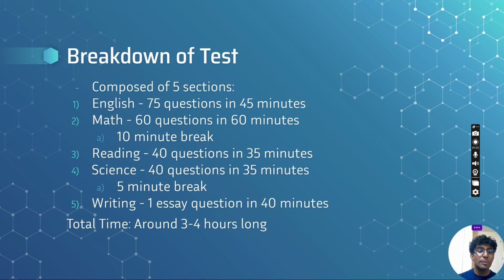Then you have a 5-minute break after the first 10-minute break between math and reading. And if you are taking the writing section, it's 1 essay question in 40 minutes. My tip for the writing section is do it once because it is definitely important to have it as part of your ACT score. If you get a decent score in your writing section, it doesn't need to be a perfect one or close to, but as long as it's decent, I think you're okay. It's more important to focus on these 4 main sections, which we'll get into in a little bit.